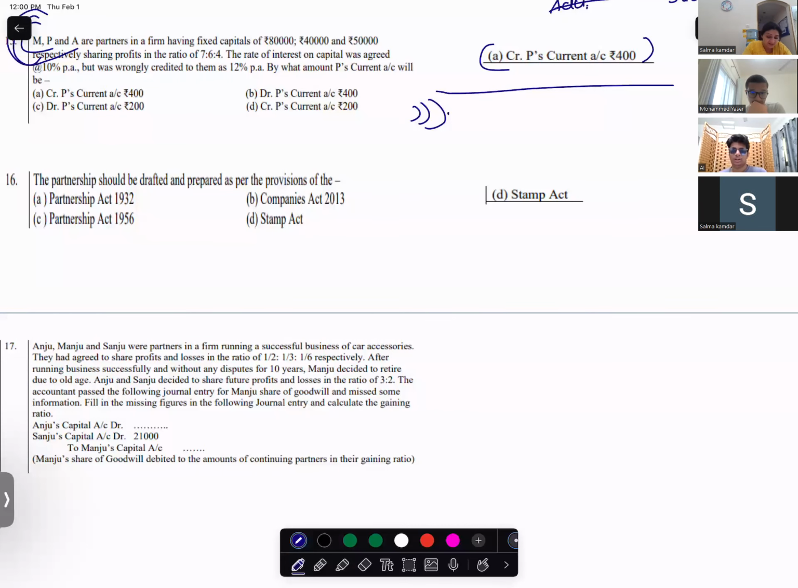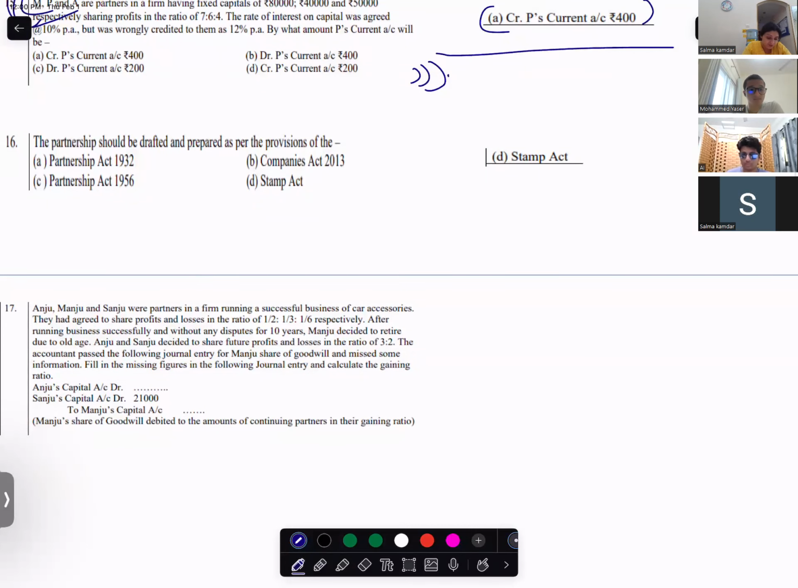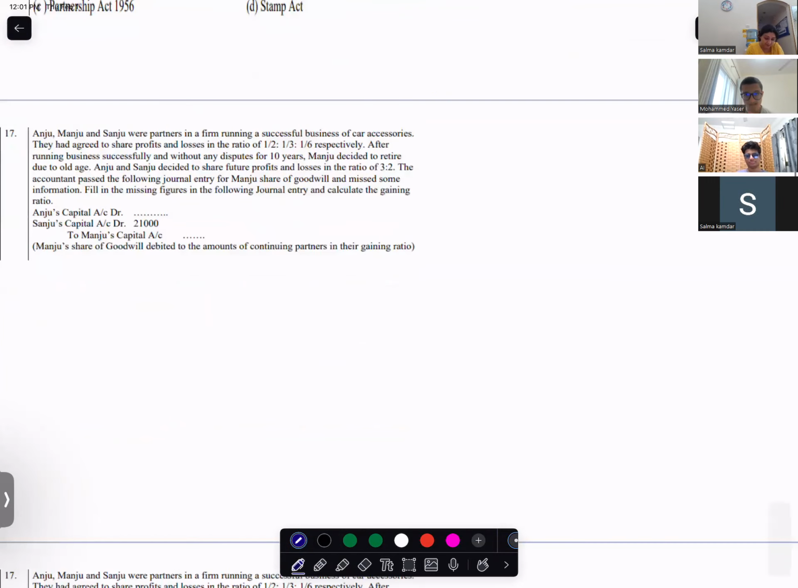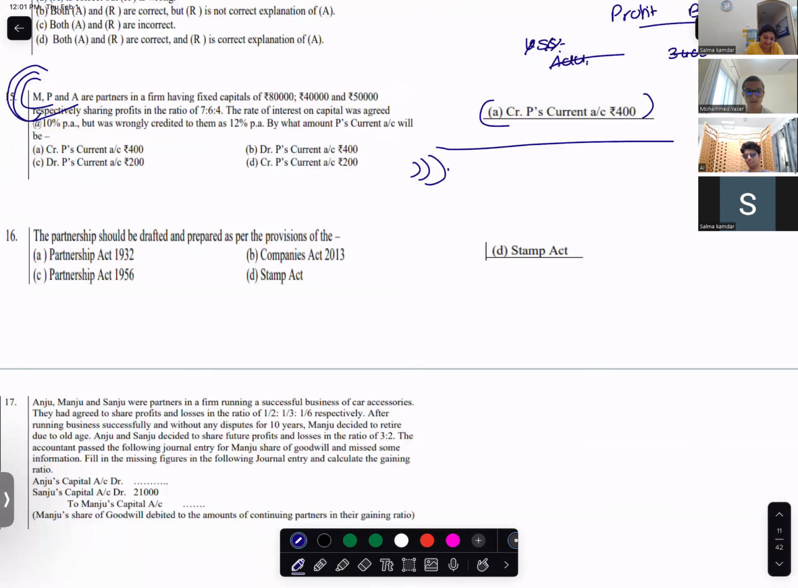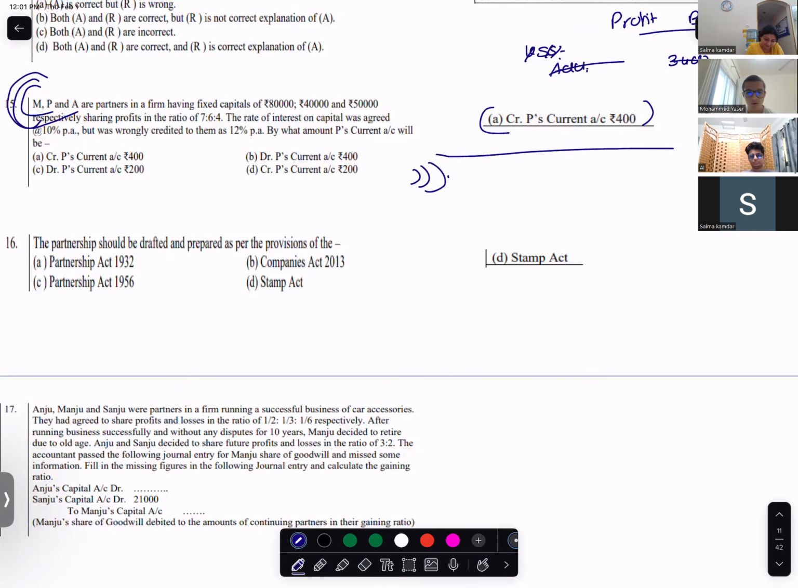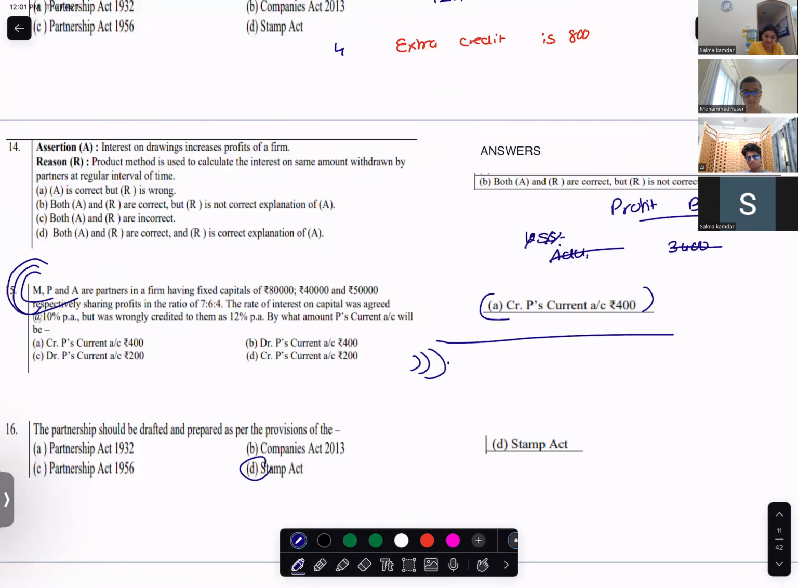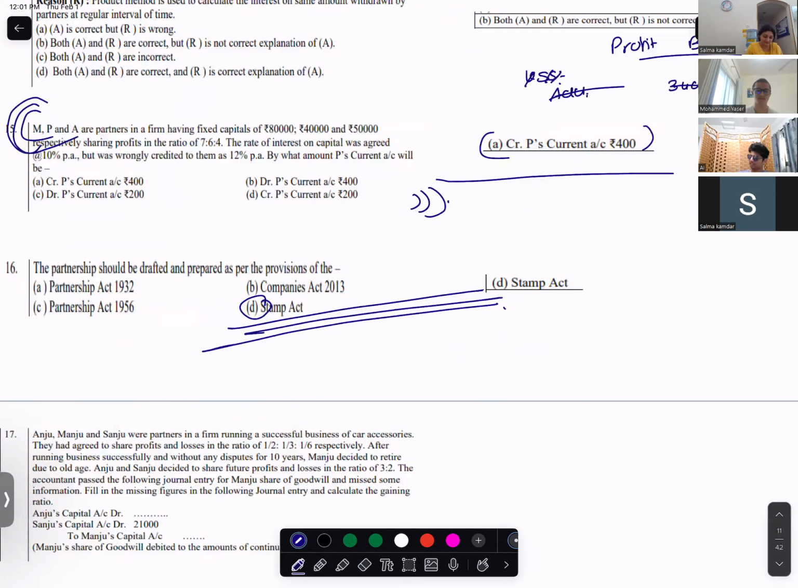The partnership should be drafted and prepared as per the provisions of the Partnership Act 1932. No, ma'am, it's the Stamp Act. Please remember, it is the Stamp Act. Okay? Others, don't get so happy.